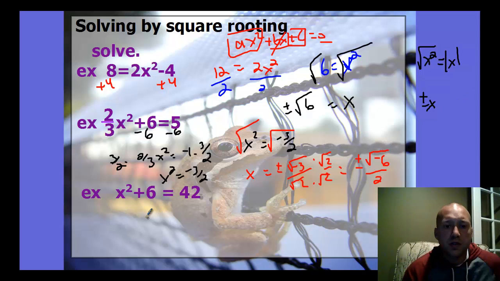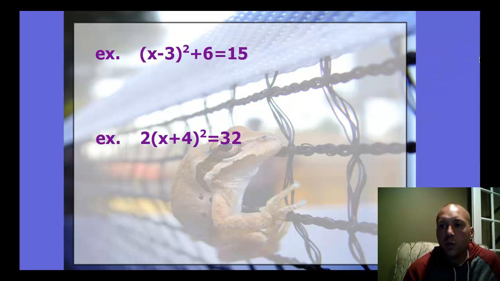For this one, we're going to subtract 6 from both sides, so we get 36, square root both sides, x is plus or minus 6. Pretty simple one there. A couple more here.